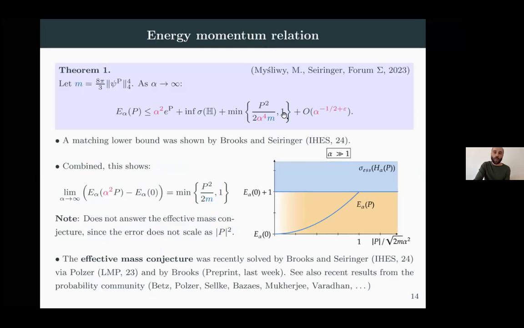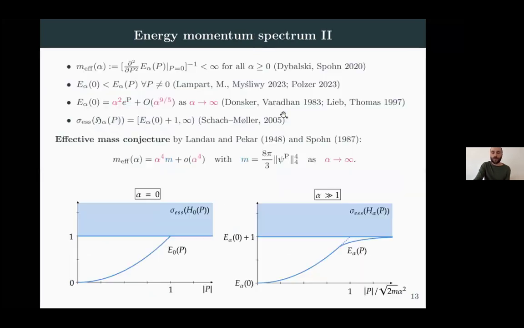And this one here corresponds to the region where the parabola already entered the essential spectrum. So then we know that the lowest eigenvalue in this region has to coincide with the bottom of the essential spectrum.